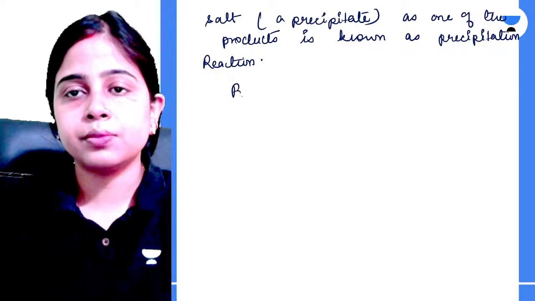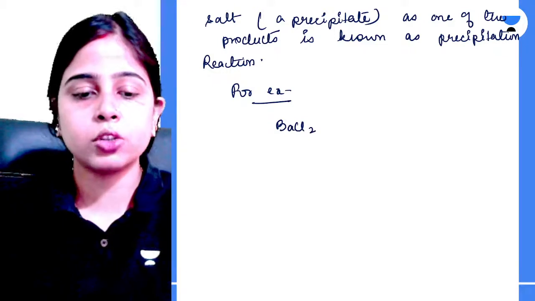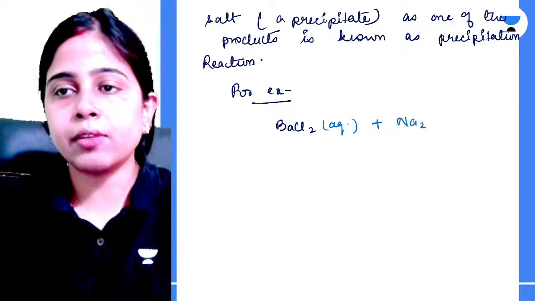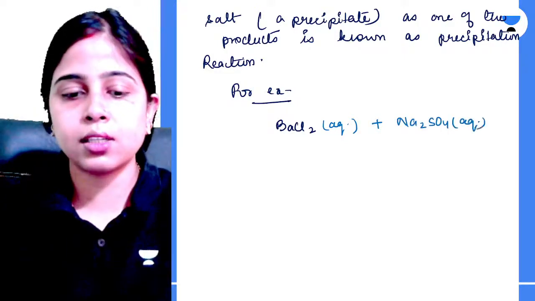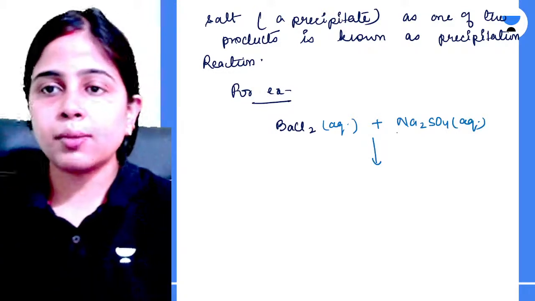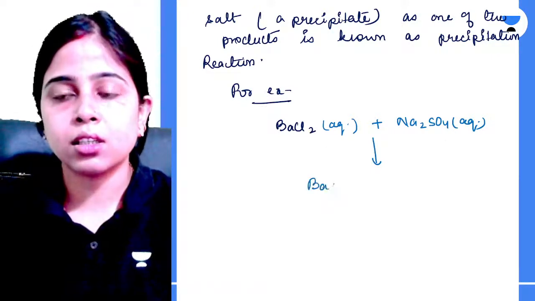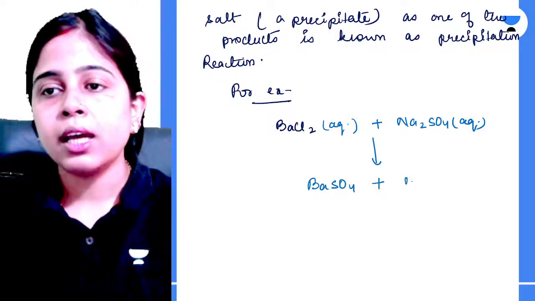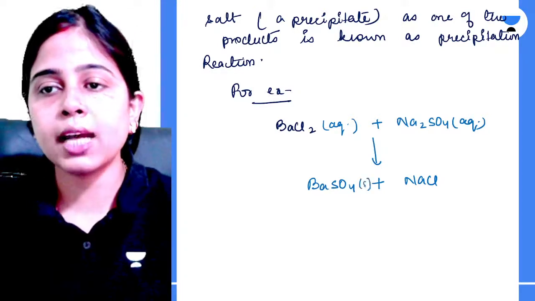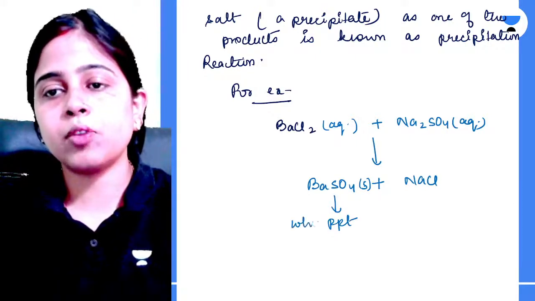For example, you have barium chloride in its aqueous solution reacting with sodium sulfate, Na2SO4, that is also in aqueous solution. Now what will happen? Both of these will react and undergo a double displacement reaction. Barium will go with sulfate, so BaSO4 is formed, and sodium will go with chlorine, so NaCl is formed. Now this barium sulfate will be obtained as an insoluble salt, that is a precipitate. This is the white colored precipitate formed in the reaction.